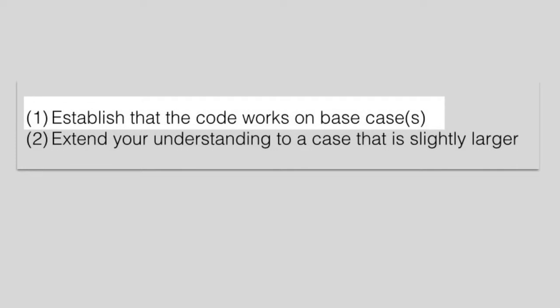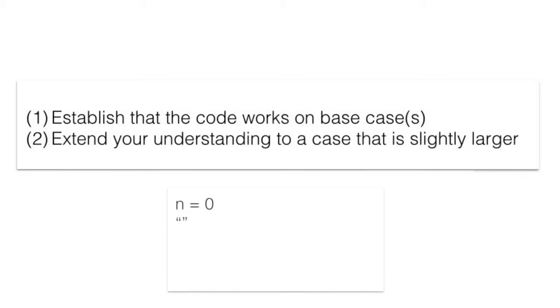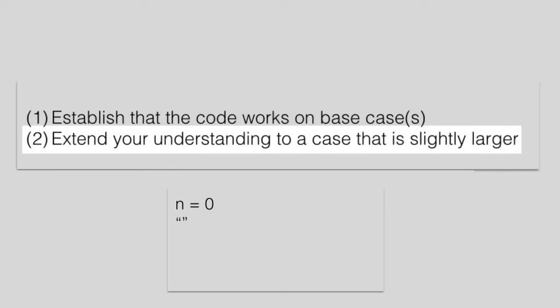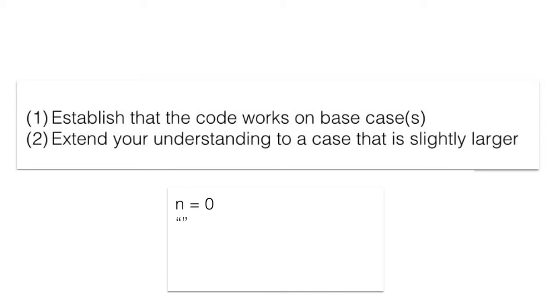Let's start by looking for a natural base case. n equal to 0 is a good base case. It's the empty string, or n equal to 1, which generates the two strings 0 and 1. Now let's look at how to extend from a base case we know how to solve to a larger case. If we start at the base of n equal to 0, then to get to strings of length 1, we need to append both a 0 and a 1 to the empty string.